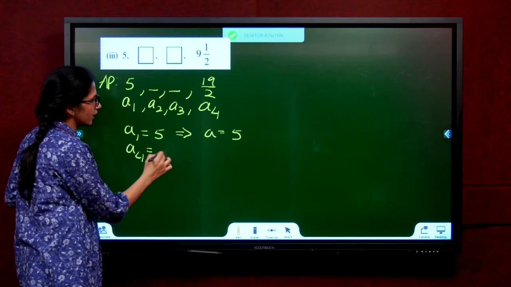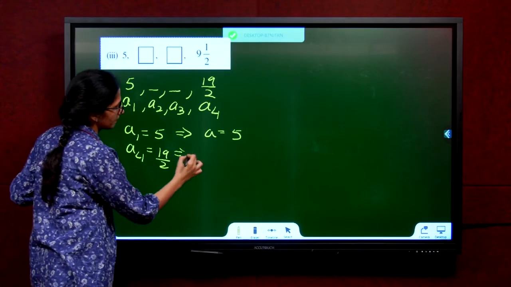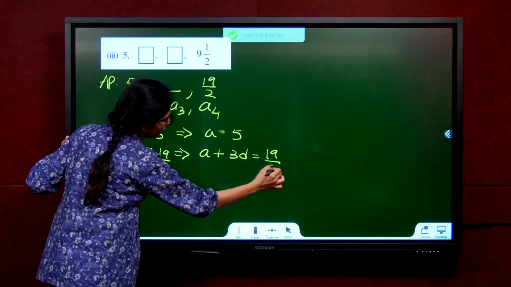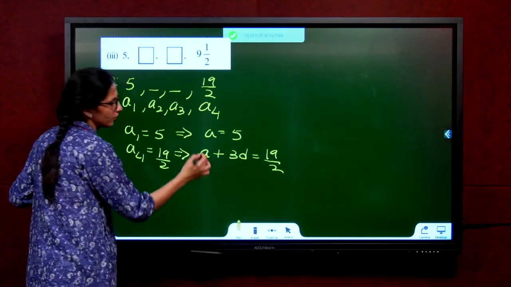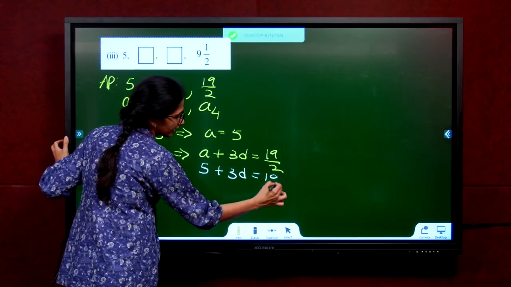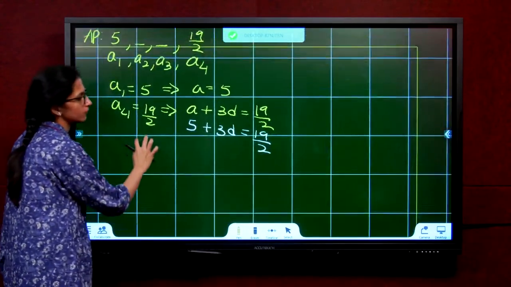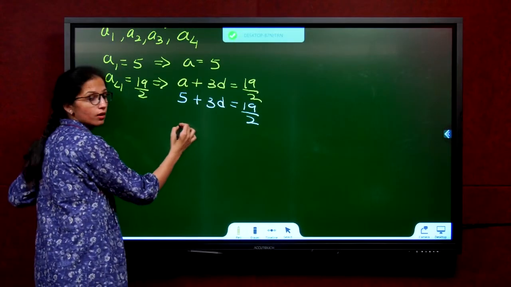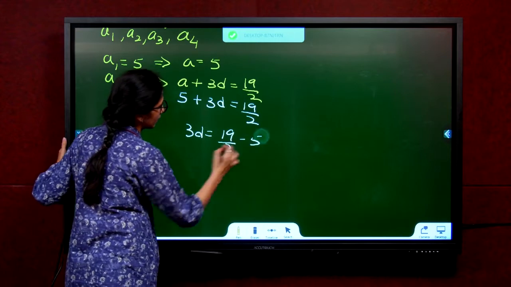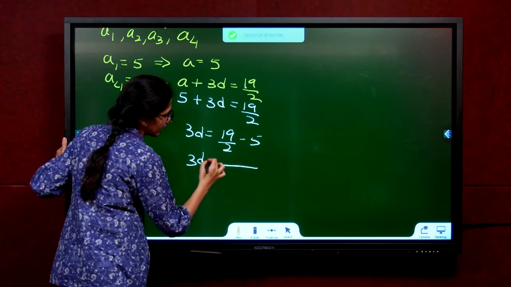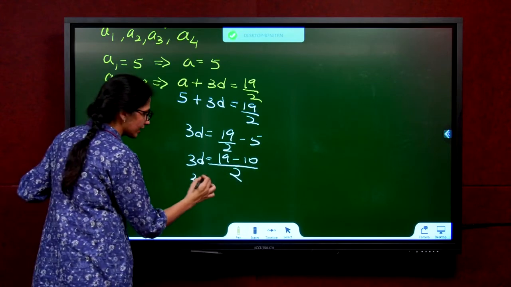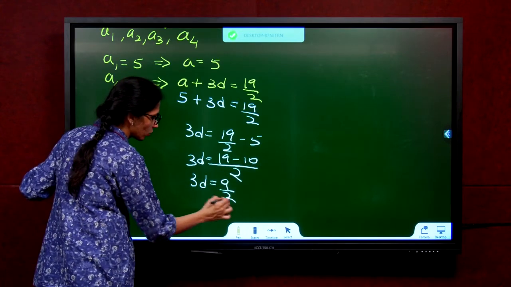A4 is equal to 19 by 2. That implies A plus 3D is 19 by 2. But we already know A is 5. 5 plus 3D is 19 by 2. So now 3D is equal to 19 by 2 minus 5. Take LCM. LCM is 2. 19 minus 10. 3D is equal to 9 by 2.